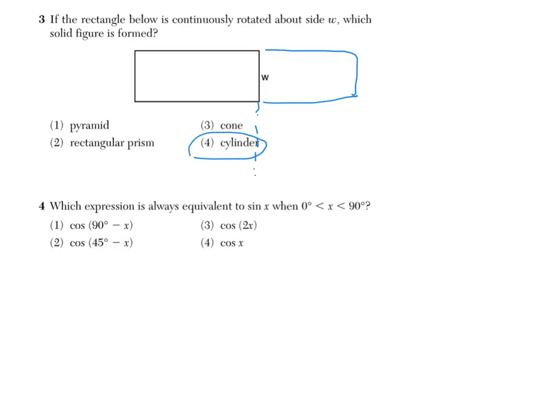Number 4, which expression is always equivalent to sine of x? Well, we know that sine of x is equal to cosine of some angle. That is the other acute angle in a right triangle because they are cofunctions. So if I have sine of x, then the other angle has got to be the difference of 90 and x. So the sine of x is equal to cosine of 90 minus x.